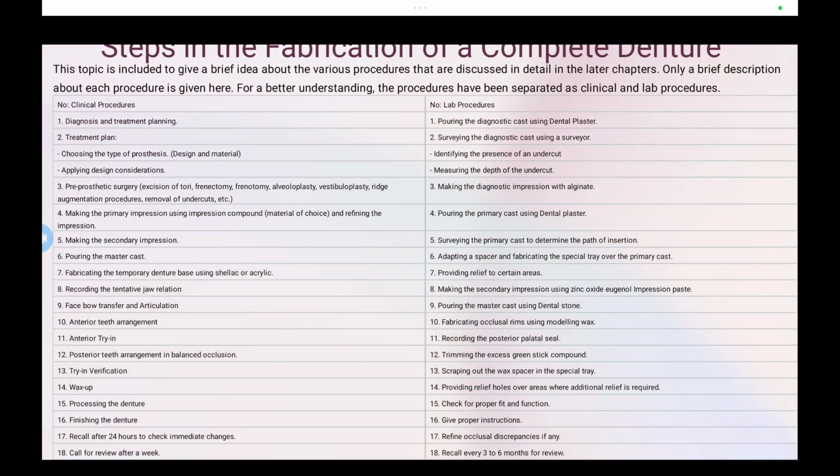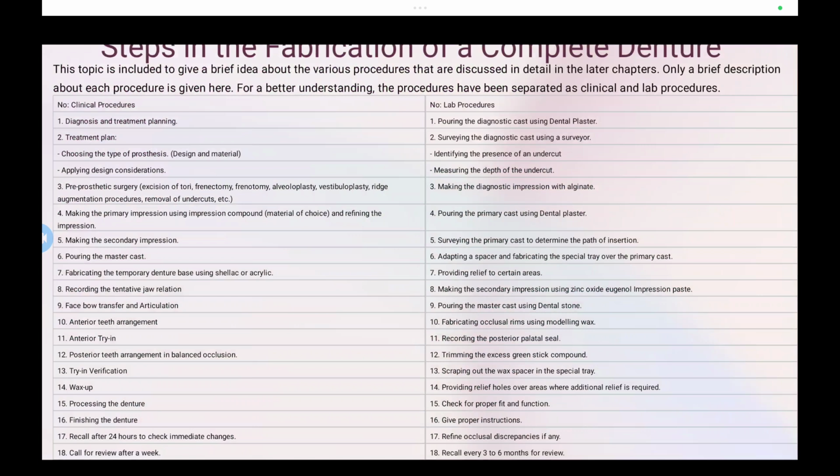Fabricating the temporary denture using shellac or acrylic. Temporary denture base. After making a spacer, we will make a temporary denture base and make relief areas. Then a temporary denture base is made. Then we will make the secondary impression using zinc oxide eugenol impression paste. Pouring the master cast using dental stone.